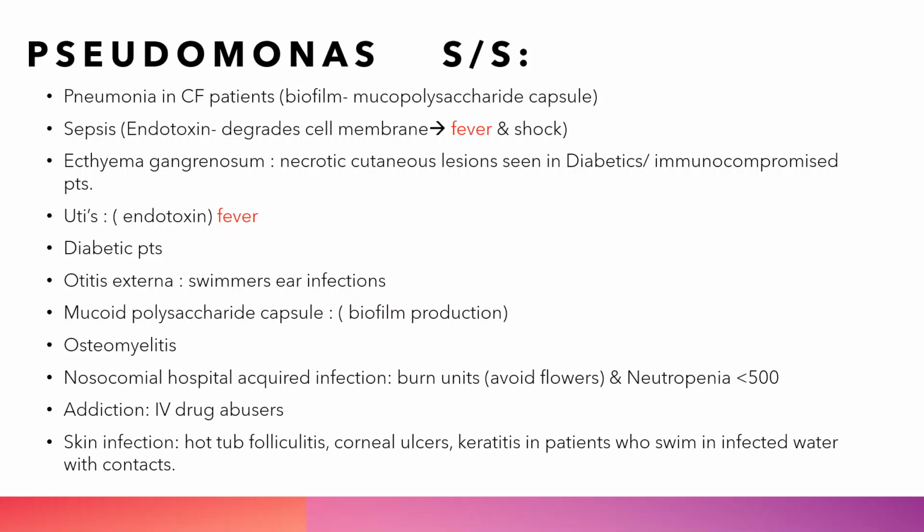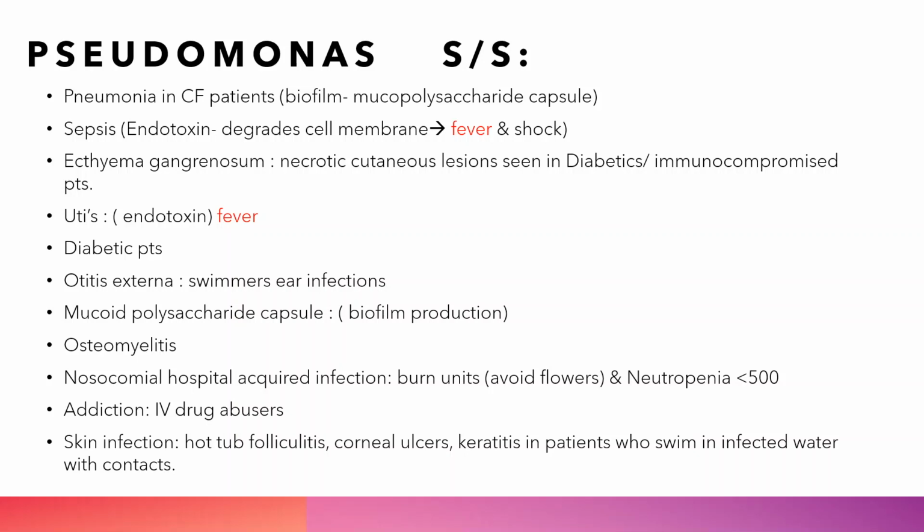This is one of the bugs that's highly specific for otitis externa. So this is your swimmer's ear infections. Swimmer's ear infections occur in the external ear. So this is otitis externa, seen with Pseudomonas, because we said Pseudomonas is found in contaminated water. The M is your mucopolysaccharide capsule, and remember, this is what produces the biofilm.